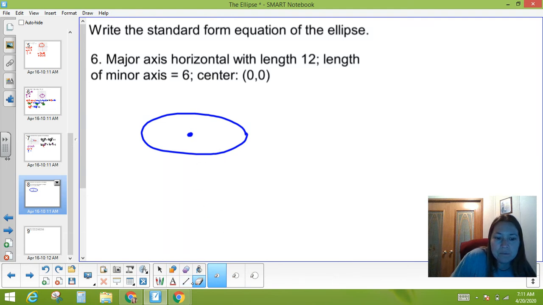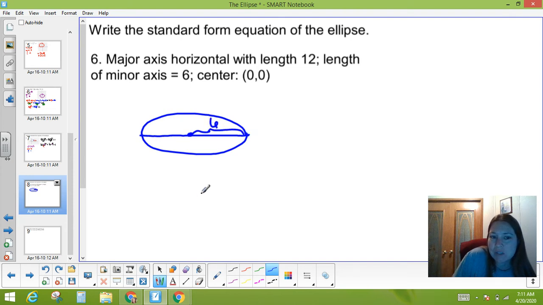I know that I have a horizontal axis that's 12, which means the distance all the way across here is 12, which means that the distance from here to here is half of that, so 6. And then it says that my minor axis is 6. So if all the way from here to here is 6, that means that this little piece is 3. I don't need you to draw this picture. I'm just trying to make you understand what information you're being given. All right, and then you know the center was at 0, 0.